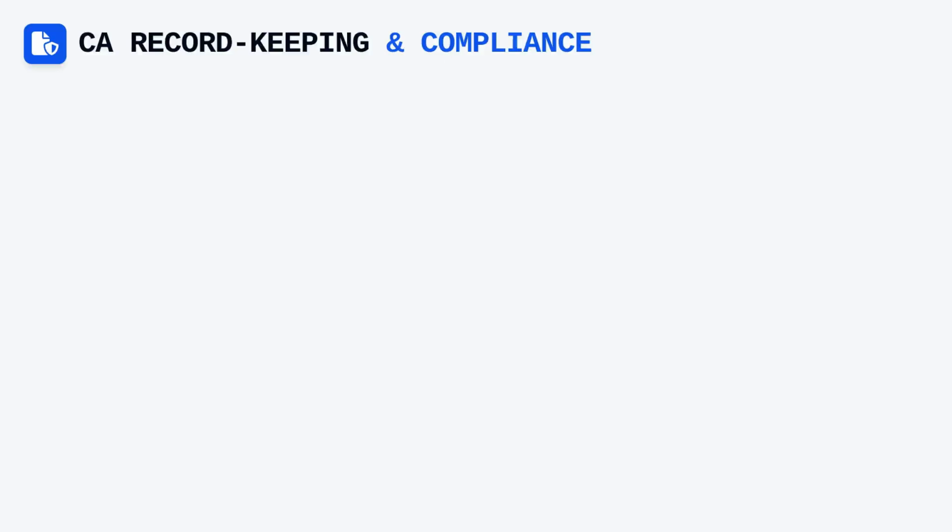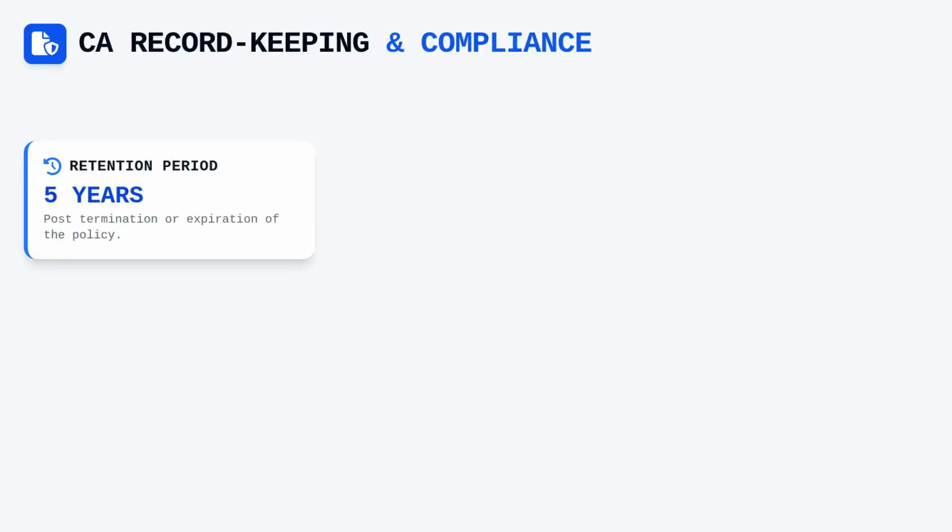To ensure that all reported figures can be verified during a market conduct examination, the California Insurance Code mandates strict record-keeping standards for all non-admitted transactions. Brokers must maintain complete, orderly records of every surplus lines placement for a minimum period of 5 years following the termination or expiration of the policy.